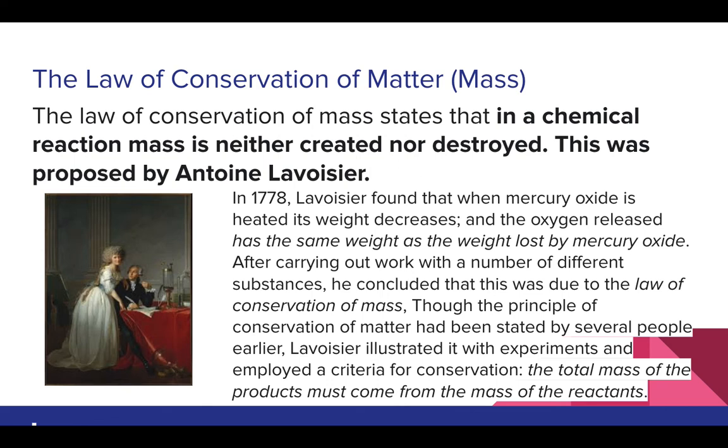Now, in 1778, Lavoisier found that when mercury oxide is heated, its weight decreases, and the oxygen released has the same weight as the weight lost by the mercury oxide. After carrying out work with a number of different substances, he concluded that this was due to the law of conservation of mass. Though the principle of the conservation of mass had been stated by several people earlier, Lavoisier illustrated it with experiments and employed a criteria for conservation of mass. And the basic definition was the total mass of the products must come from the mass of the reactants.